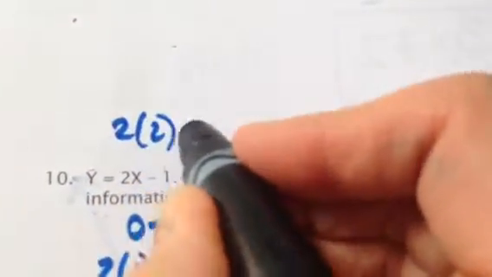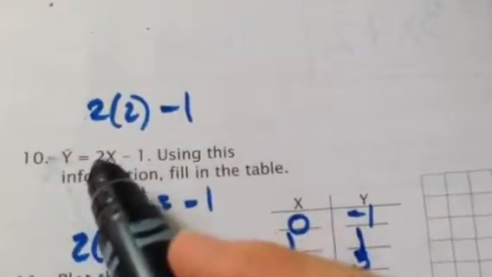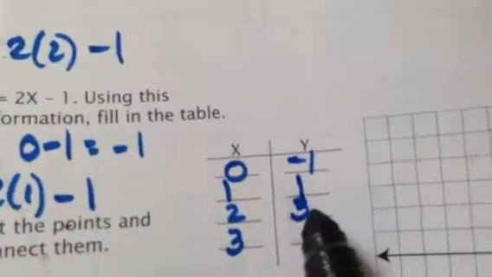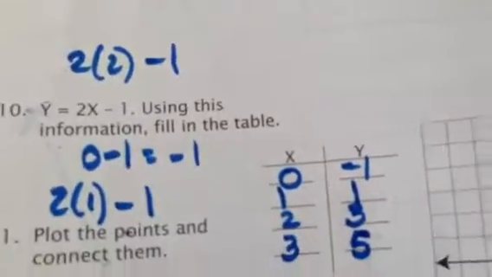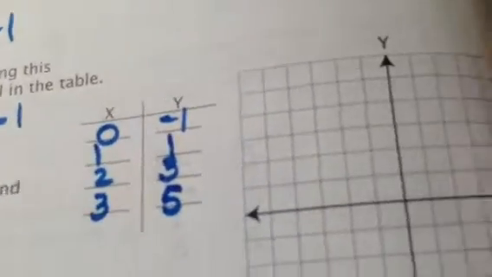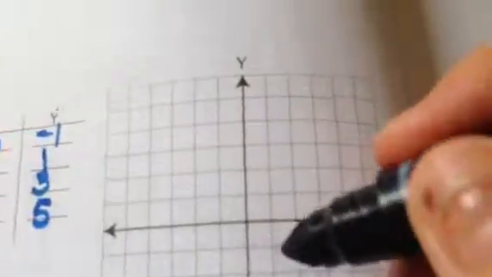Okay, put a 2 in there. 2 times 2 minus 1. Well, that gives me 4. 4 minus 1 is 3. Okay, do you see that it's going up by 2 each time? If you add 2, you get 1. If you add 2, you get 3. If I add 2 more, I should get 5. Let's see if it really does work. Put a 3 in there. 2 times 3 is 6. 6 minus 1 is indeed 5. Okay, so it does work. Plot your points. 0, negative 1.